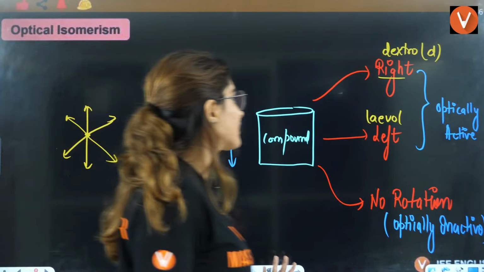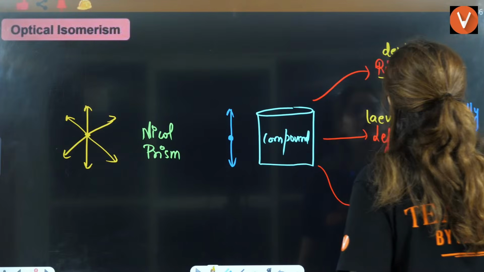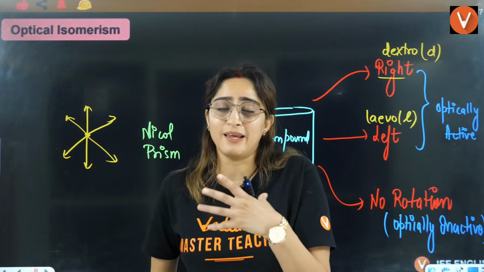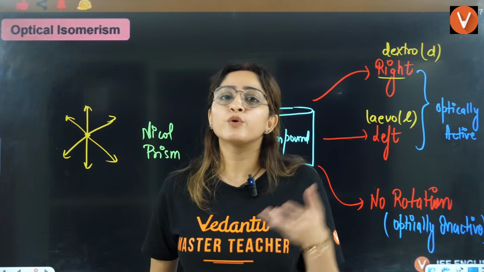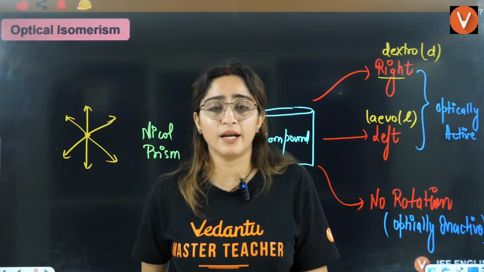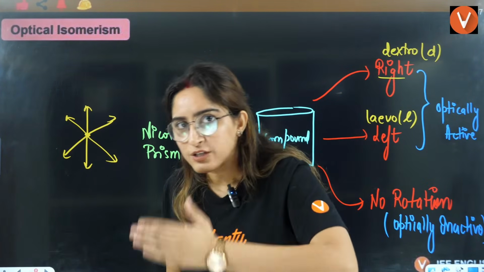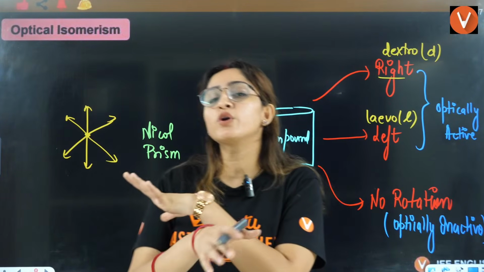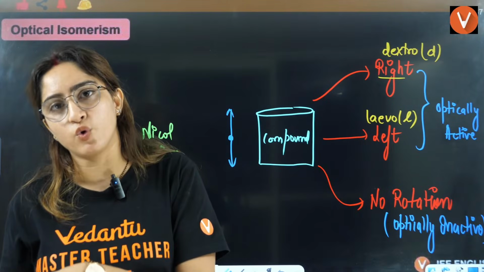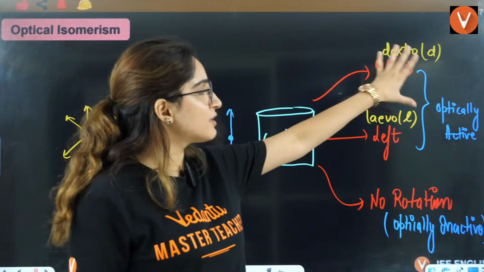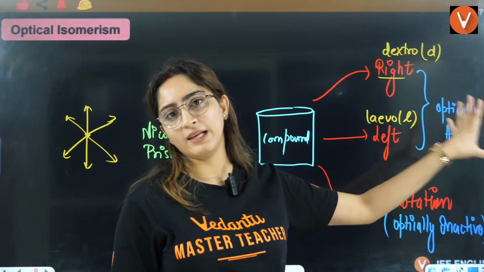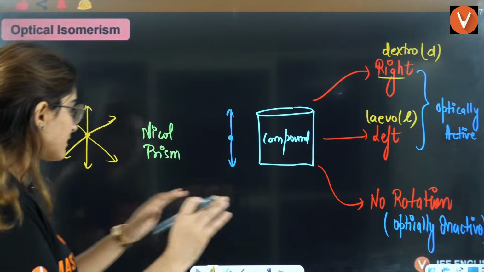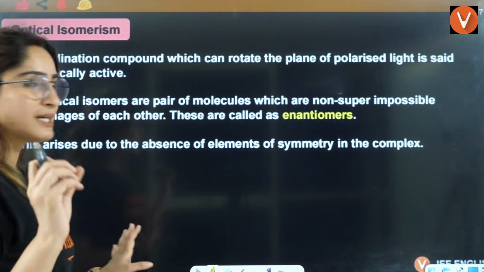But now the next thing is, ma'am, you have given us a compound. We can't always experiment with this. You don't have experimental apparatus in the exam, so how will you find out whether this is dextro or levo? Now in coordination compounds, you don't even have to find out if it's dextro or levo. You just have to tell whether it's optically active or optically inactive. That's it. So how will you tell that?